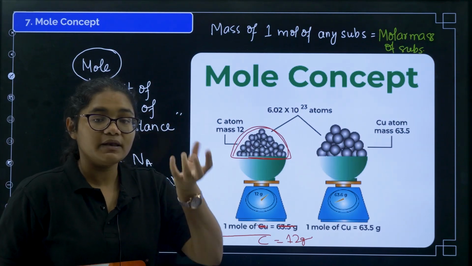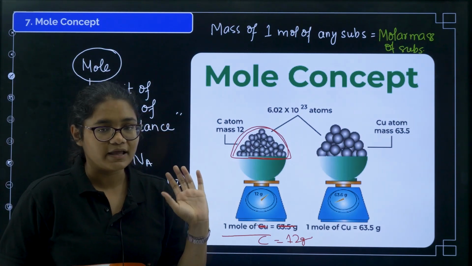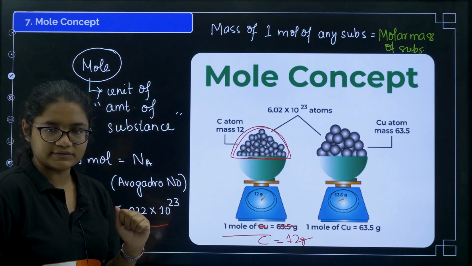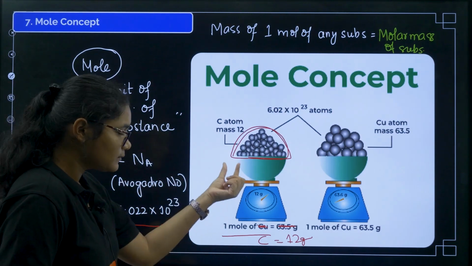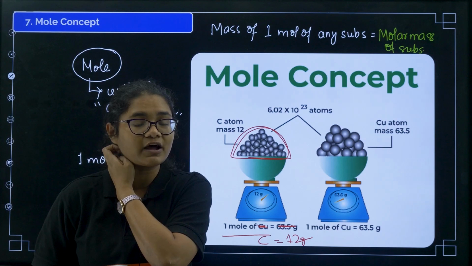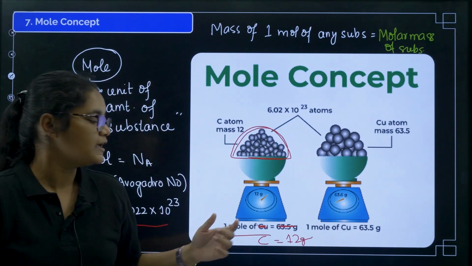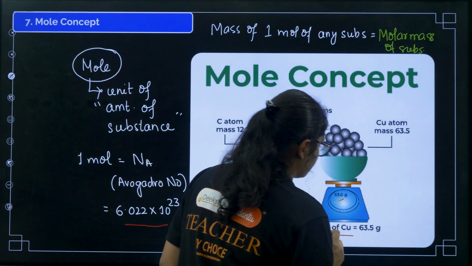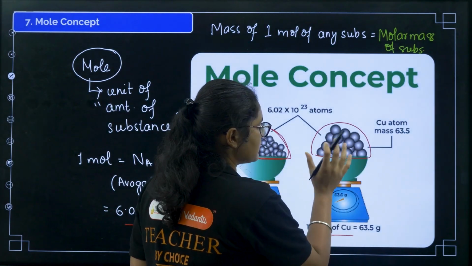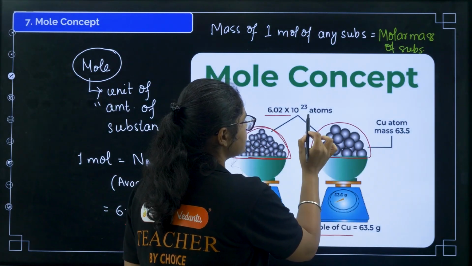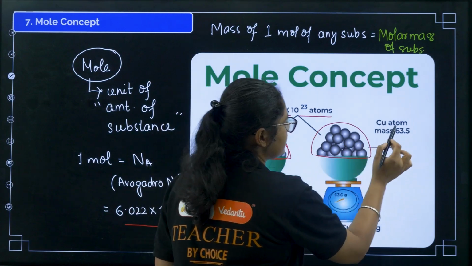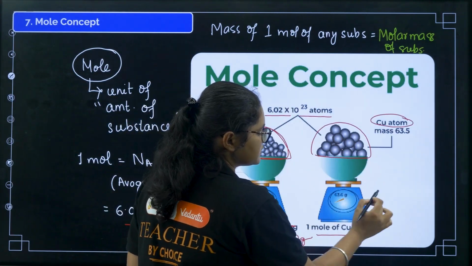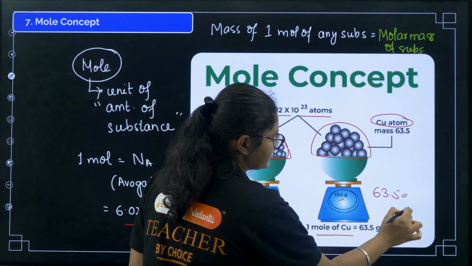Okay, how many particles, how many carbon atoms are there? Because it is 1 mole, it will have Avogadro's number of atoms, right? Next, what is the mass of that 1 mole of carbon? That will be its molecular mass, that is 12 grams. Now if I say I will take 1 mole of copper, that means 6.022 into 10 to the power of 23 copper atoms are there. But what is the mass of this one? The mass of this one is 63.5 grams.